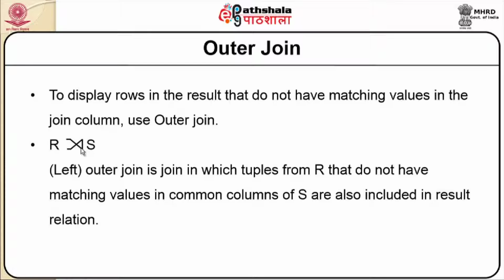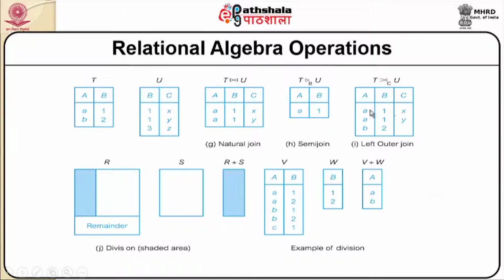So this is called left outer join, a join in which tuples from relation R that do not have matching values in common columns of S are also included in the result relation. So this is your left outer join that happens between two different relations T and U. T has A and B and U has B and C, as in the previous case, where after performing left outer join I will have A1x, A1y and B2 which cannot be mapped. So, the left part of it will remain the same, that cannot be mapped with the right component of it.